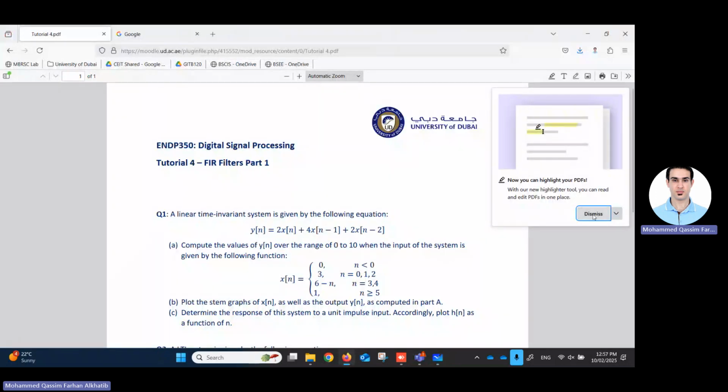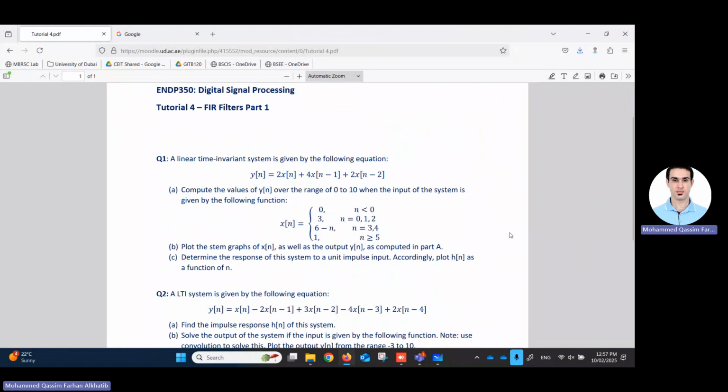So let's see here. A linear time invariant system is given by the following expression. Let's say when you are given an expression like this, can you determine the impulse response? How? Okay, remember, what is the impulse response?